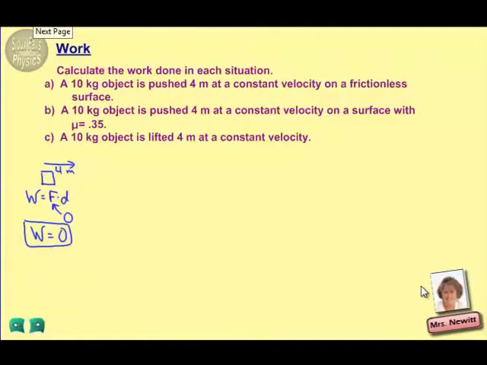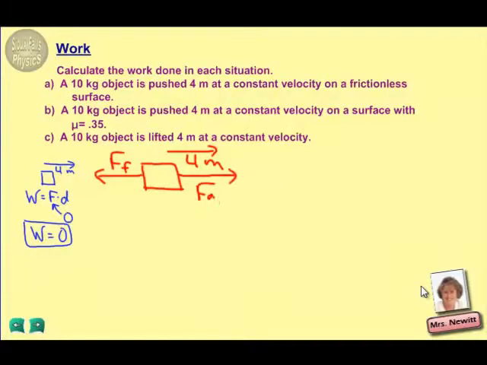Now, our next situation, situation B here, is similar. An object is pushed 4 meters at a constant velocity. However, this time, the surface does have friction. So if we think about pushing the object 4 meters horizontally like this, there is a force of friction opposing that movement, then there must also be an applied force to counteract that friction. So if we can figure out how much friction there is, then that will be the same as the applied force, and that's what we would use to find the work.